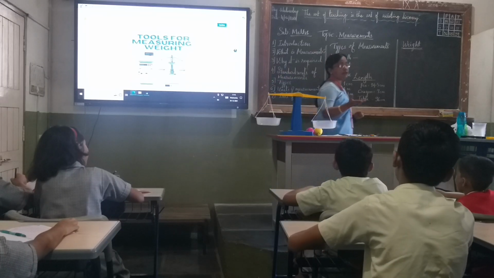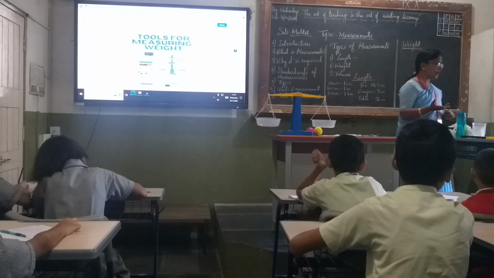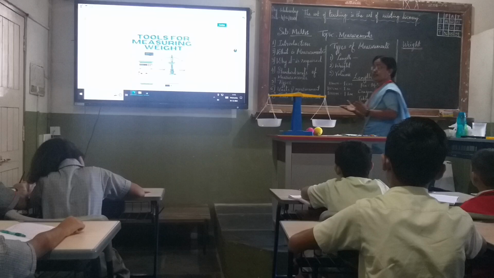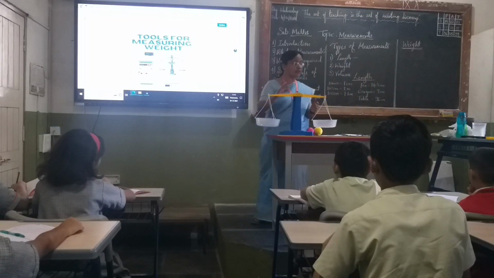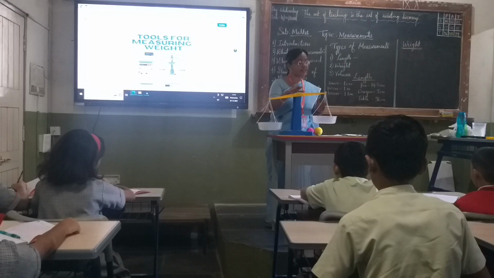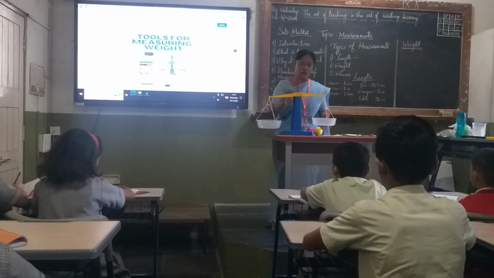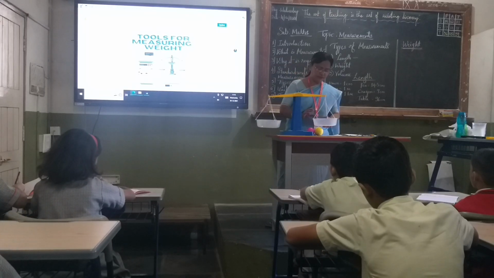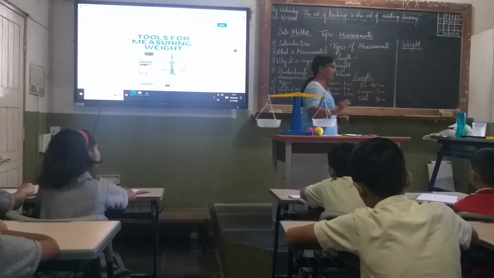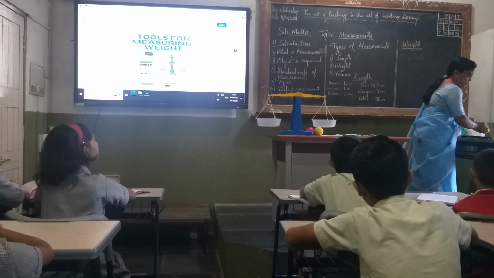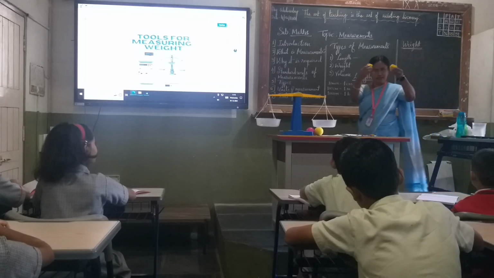You might have seen this in the market, isn't it? Have you visited the market with your parents? Yes. In the market, the vegetable vendor and the fruit vendor sell using this tool. They keep the vegetables and fruits on one side and the weights on the other side. So this is just a model of it, and these are the weights here.